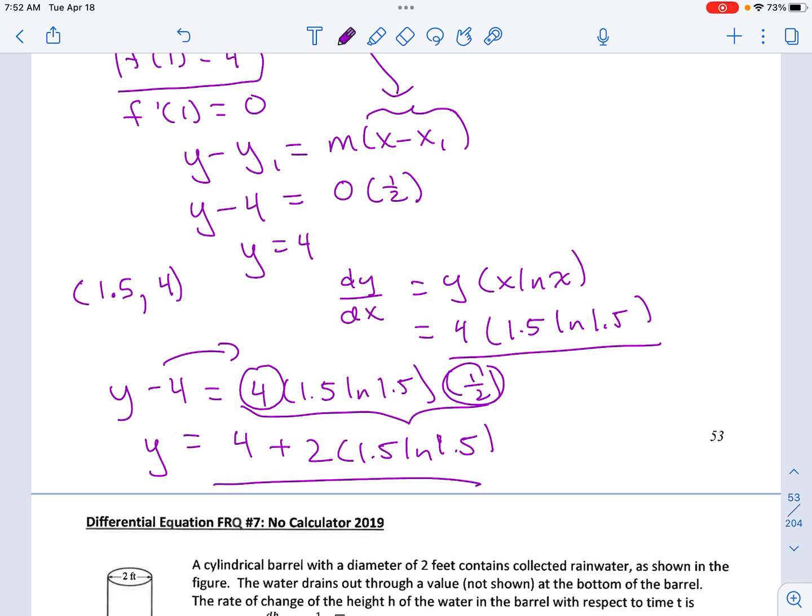This is a non-calculator problem, so that's all you could do. And this is 2 points for Euler's method always. Usually the first point is for getting to here, and then the second point is for that.